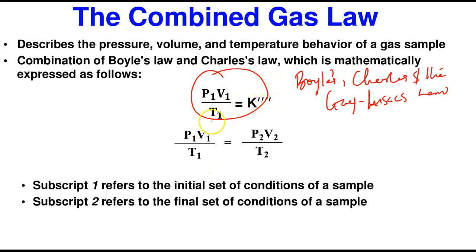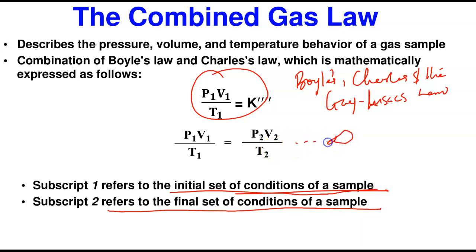However, again, like I said before, the subscript 1 and 2 represent the initial conditions of the gas, and the subscript 2 refers to the final set of conditions of a gas. And at any point in time, P1 V1 over T1 is equal to P2 V2 over T2. And this is equal to a constant.